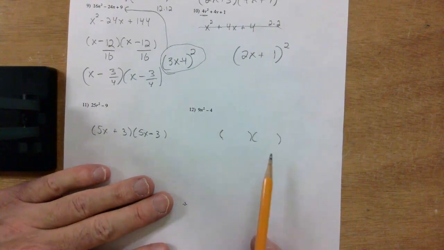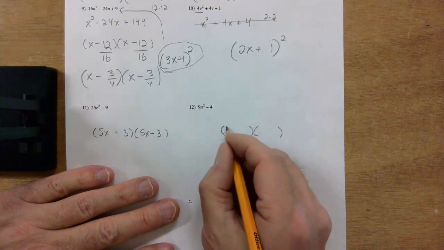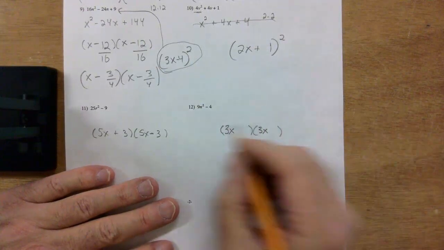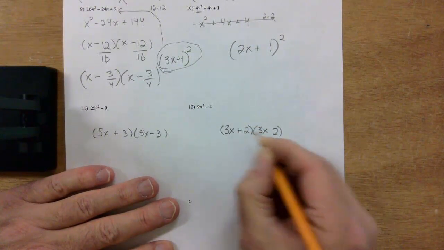Only two terms. The square root of 9x squared is 3x. Put it here and here. The square root of 4 is 2. Put it here and here. And one's a plus and one's a minus.